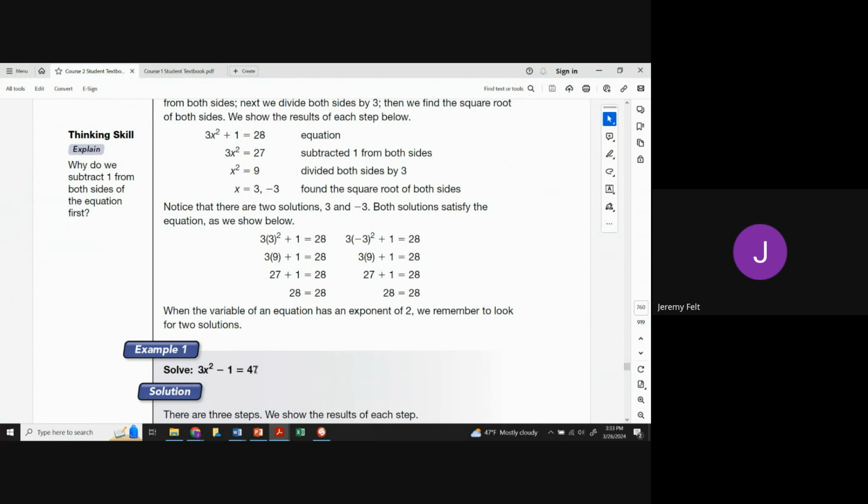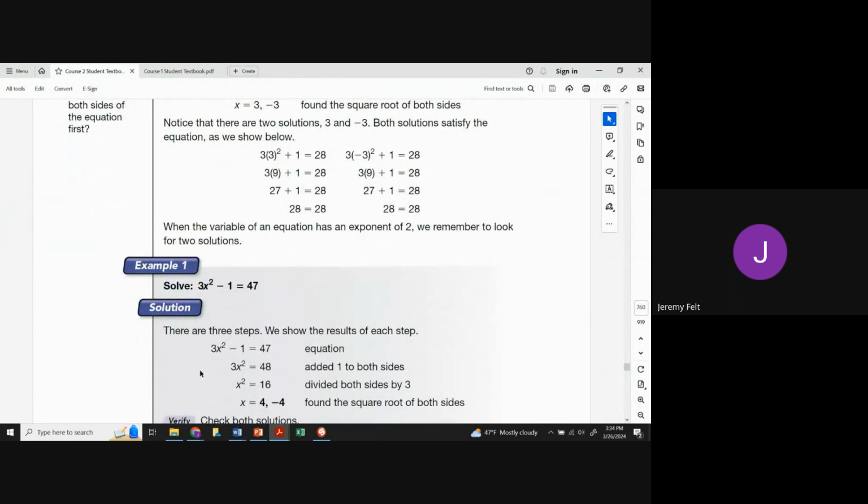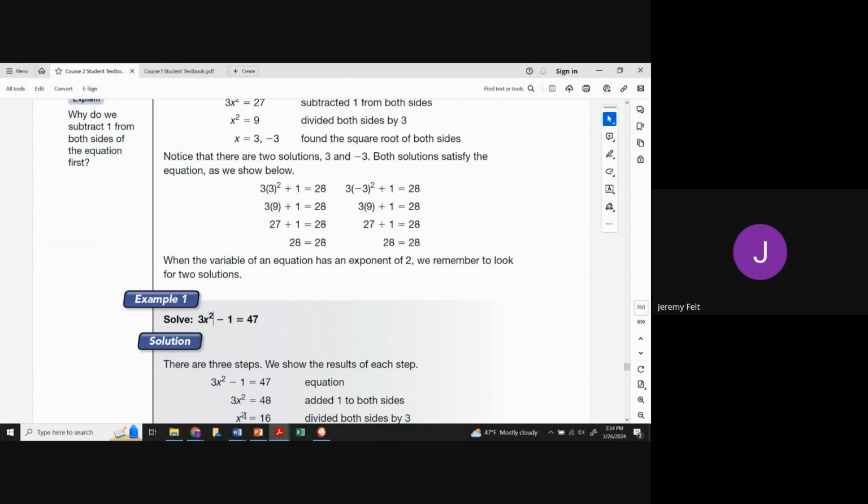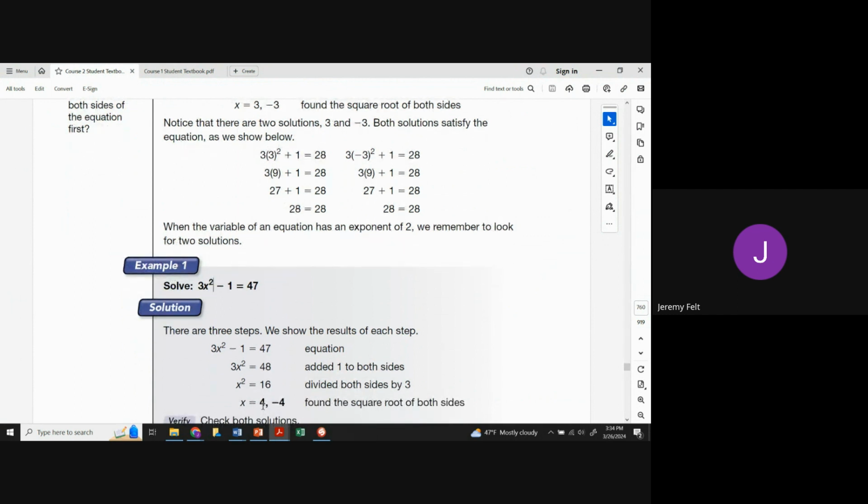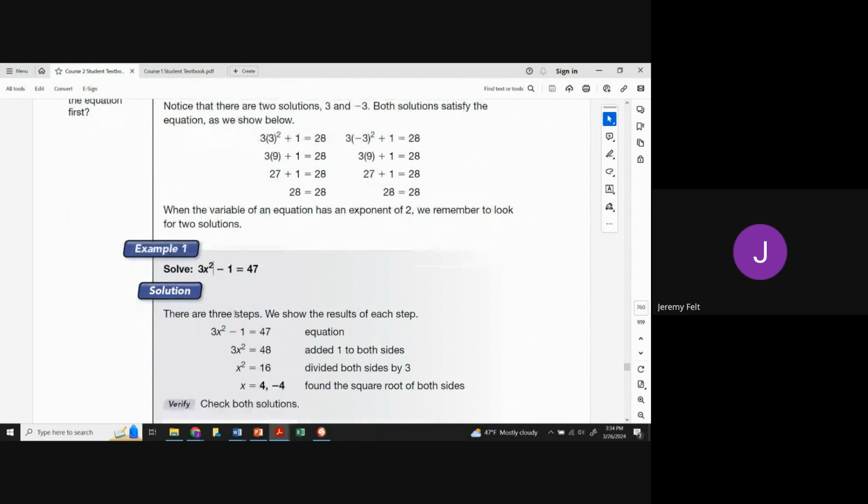If we look at 3x squared minus 1 equals 47, we're going to add 1 to both sides to get rid of that. And we'll divide by 3, and we're going to be left with x squared equals 16. We know the square root of 16 is 4, but is there any other number we can put in for x to make this true? Yes, there is. We can put in positive 4 and negative 4, because negative 4 squared is 16. So we put this in our original. Negative 4 squared is 16 times 3 is 48 minus 1 is 47. So it still works out to be true.